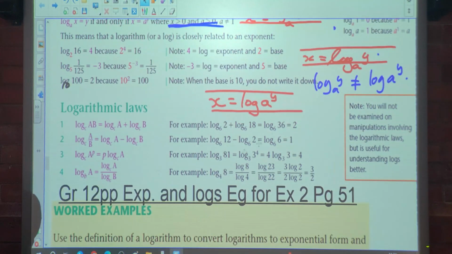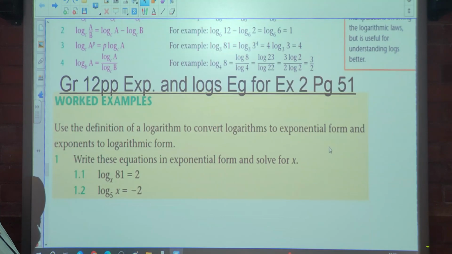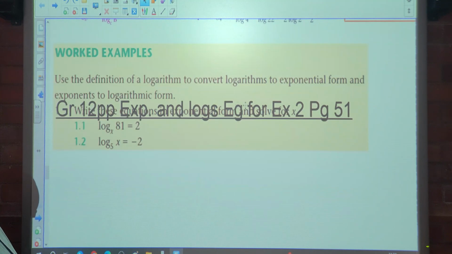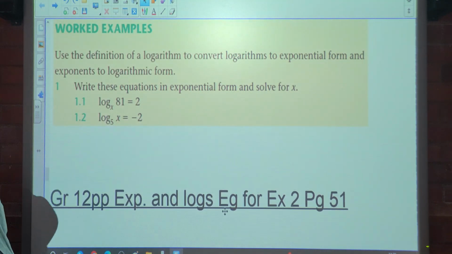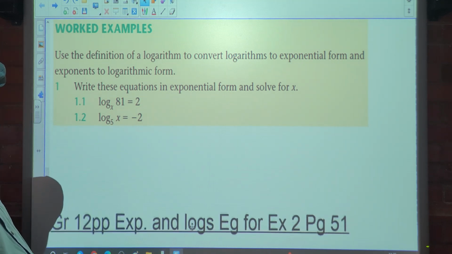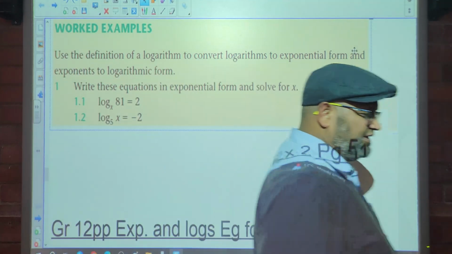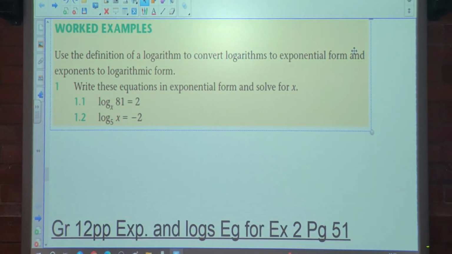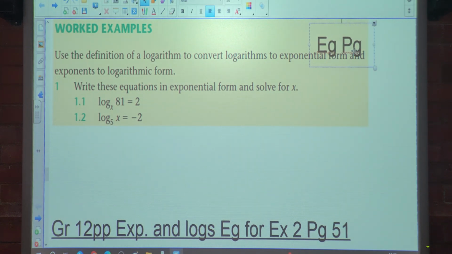And those are the examples pertaining to logs. Note, you will not be examined on manipulation involved in log laws, but it's useful to understand logs. To understand logs better, we exposed you to that. You'll see it's basic things in logs that we actually do. So it's not something complex that you're dealing with. But as I explained earlier, for those of you studying maths next year, logs is definitely a section that you will have a look at. Okay, we'll be looking at the example on page 51.